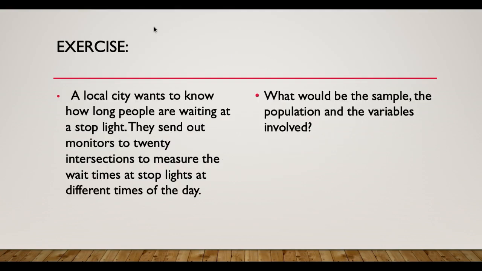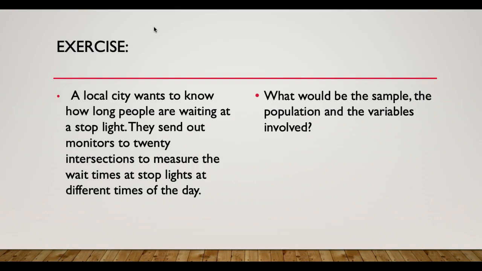Here's an exercise then for you. Let's say a local city wants to know how long people are waiting at a stoplight. And if it's at the LRT stoplights, it's a long time in Edmonton. But they send out monitors to 20 intersections to measure the wait times at stoplights at different times of day. So what would be the sample in this case? So the sample are the things that are going to be observed or questioned, and that would be the 20 intersections. So what would our population be?